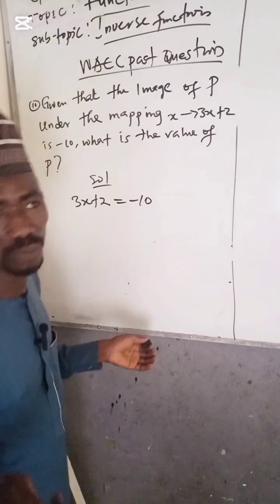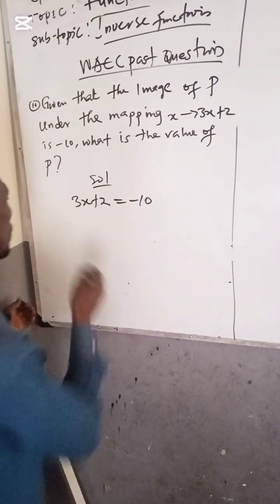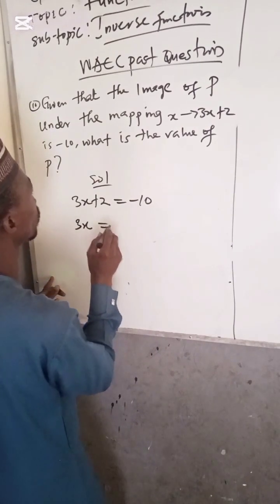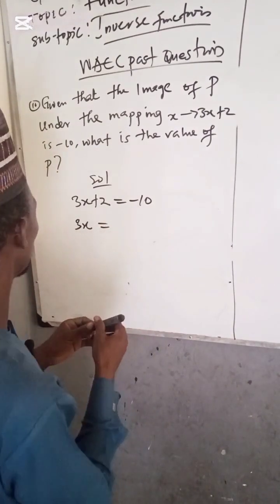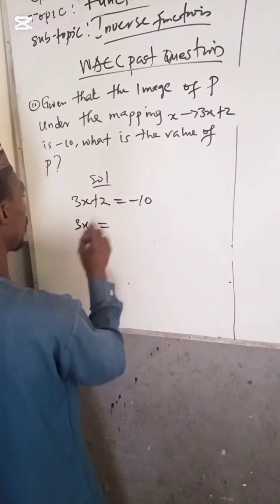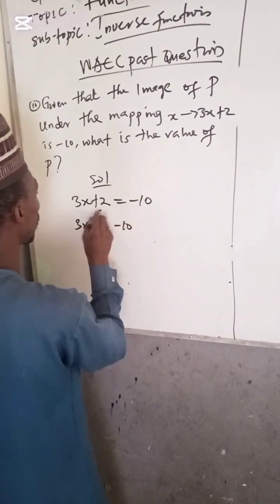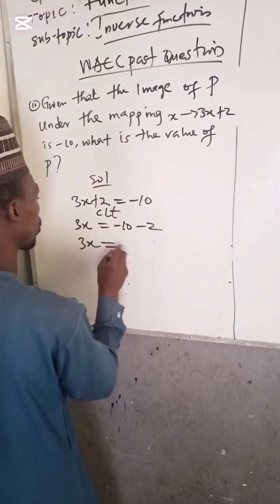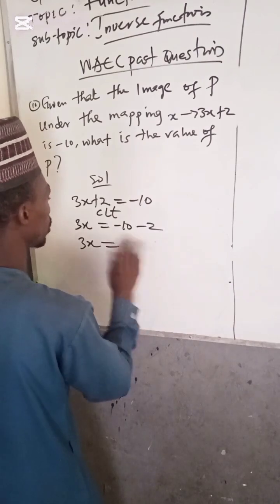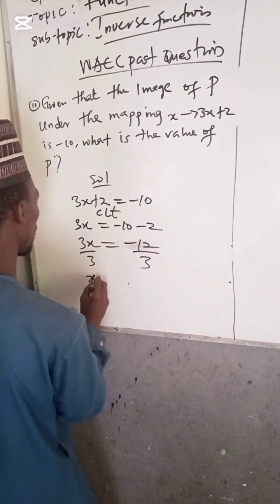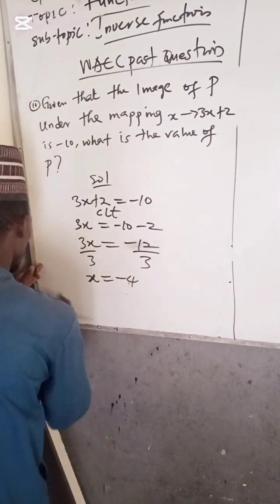So we simply look for the value of x, that is our P. So we have 3x is equal to minus 10 minus 2, collect like terms. 3x equals minus 12. Divide both sides by 3. x equals minus 4.